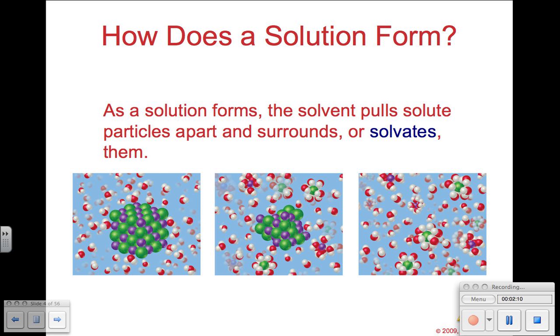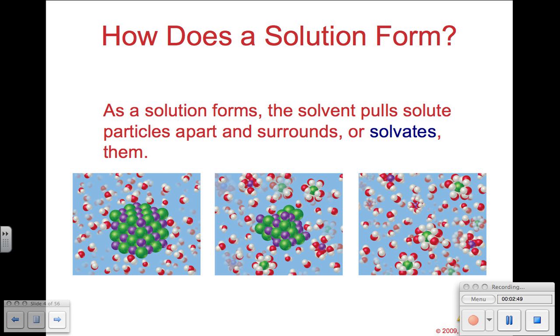So how does a solution form? For a solution to form, the solvent pulls the solute particles apart and surrounds or solvates them. Here we have an example of sodium chloride, a crystal of sodium chloride. As the water molecules come in contact with the outer edge of the sodium chloride crystal, the polar ends of the water molecule are attracted to the polar ions of the sodium chloride, the sodium and the chloride separately.